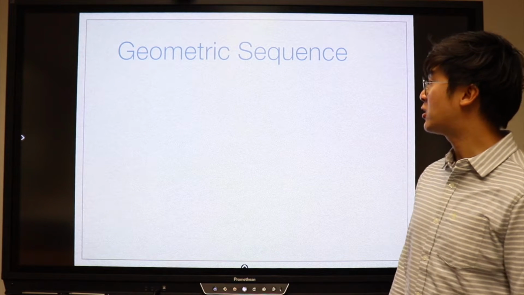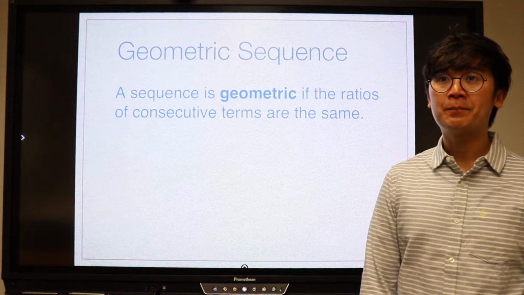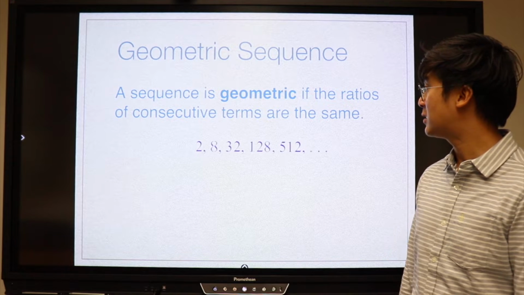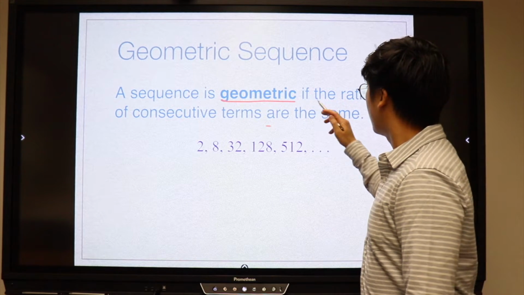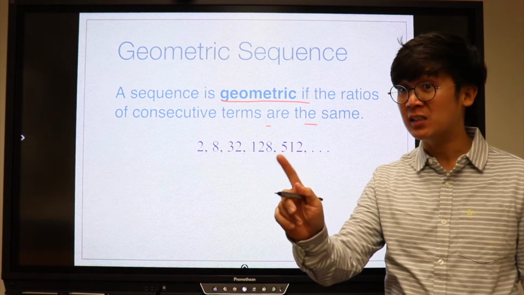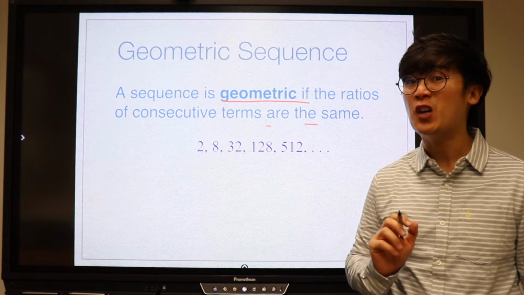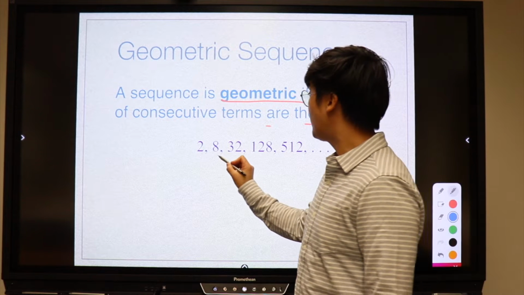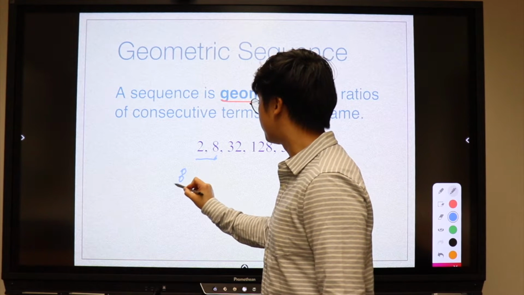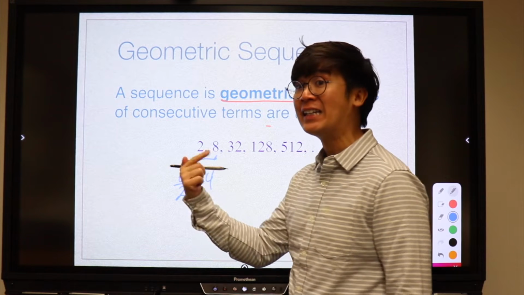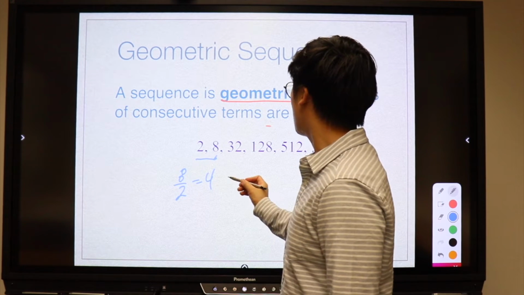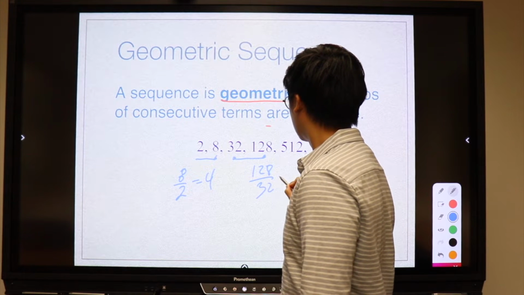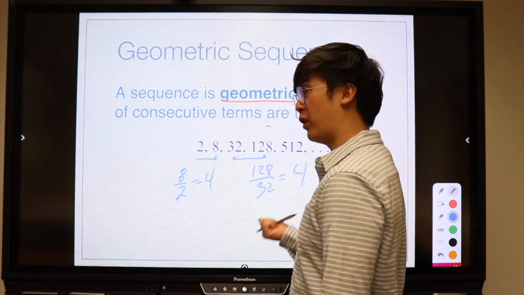So let's get started. Let's say we are asked to verify if this sequence is geometric. We're not asked if this is arithmetic, we're asked if it's geometric. So we're not going to subtract, we're going to be dividing. What is 8 divided by 2? 4. And it needs to be common for every single term. So if I pick 128 and 32, it's equal to 4.